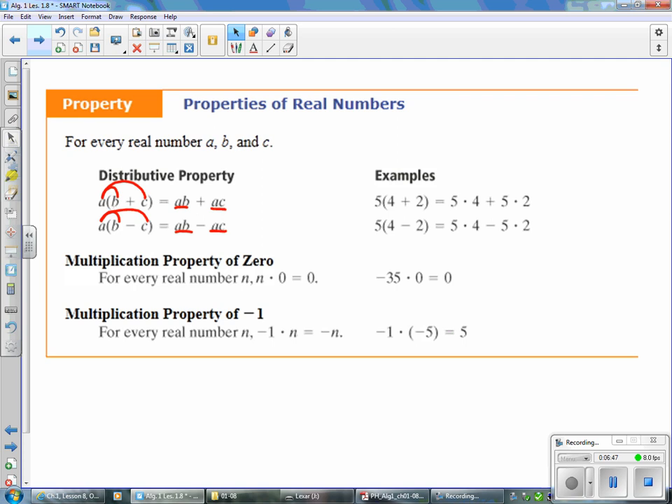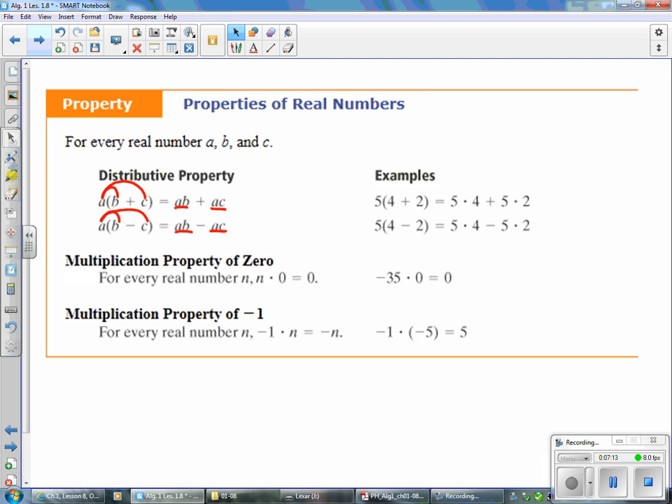Multiplication property for negative 1. Any number multiplied times a negative 1 gets to be the reverse sign. So if I have negative 1 and I multiply it times a negative 5, it'll flip back to a positive 5. If I went negative 1 times a positive 5, it'll equal a negative 5. So it goes back and forth, multiplication property of negative 1.